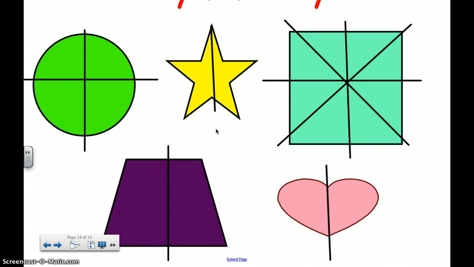If you cut it in half and something is different on the other side, then it does not have a line of symmetry. It has to look exactly the same. Just like you look in the mirror, you look the exact same as you are standing outside of the mirror. So, that is a line of symmetry.